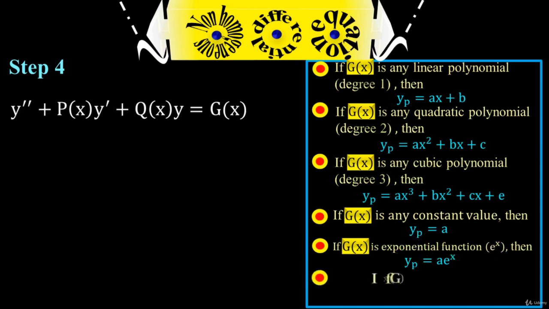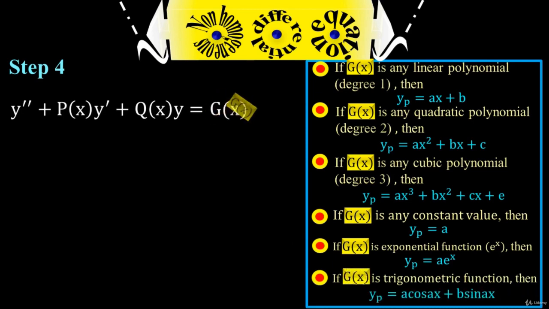Condition number 6: if g of x is any trigonometric function, then use this equation. Suppose that g of x is any trigonometric function like sin ax, cos ax. Then you're going to use this expression: y sub p equals a cos ax plus b sin ax. Always look to the right side, g of x.